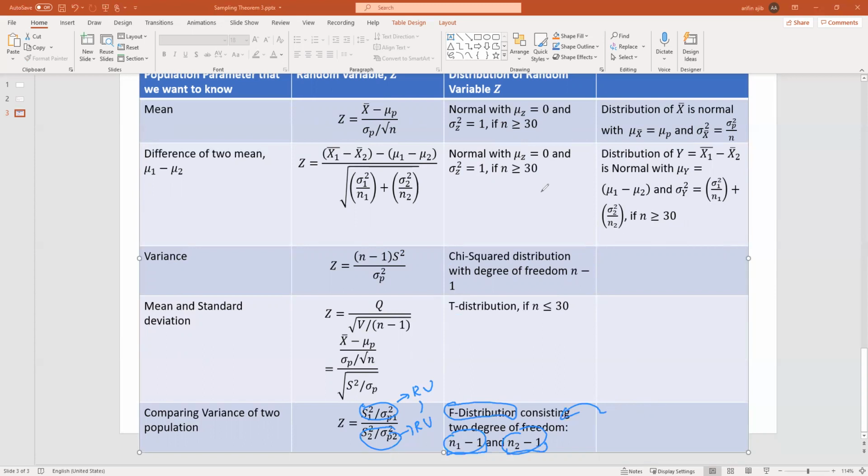Sir, what is the difference between row 1 and row 3? Both are used for finding the mean, but what's the difference between the first and the third? Is it only the difference in the number of samples? You mean this mean and this one? Yes, sir. Yes, it depends on the number of samples.